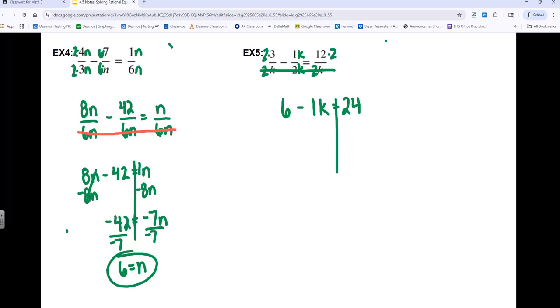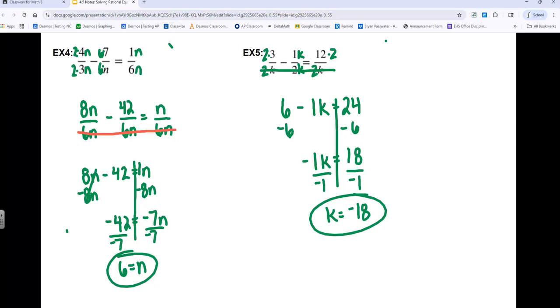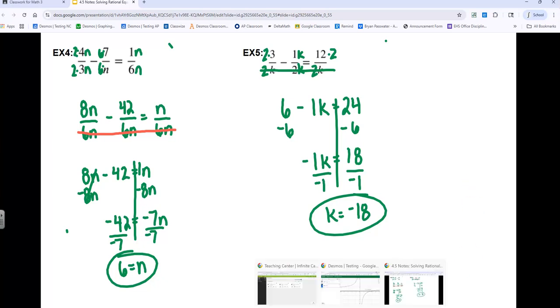Okay. Cannon, what do I do to solve that? Okay. And so I got -1k equals 18. What do I do next? Good. What does that give me? -18. There. And that should be my answer. Let's double check it with Desmos. We're going to always double check with Desmos.